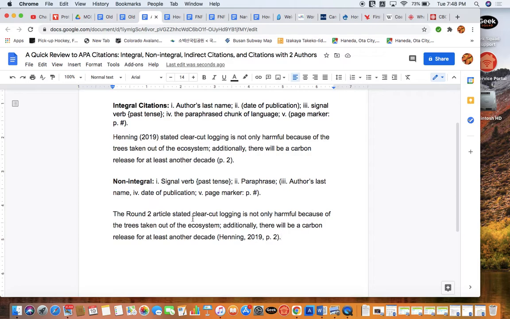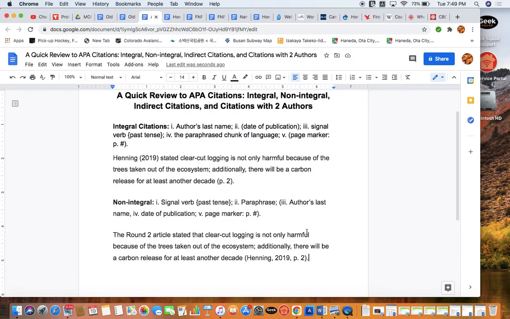So the round two article stated, and now here's where we need to put our little friend the that clause into play. The round two article stated that clear-cut logging is not only harmful because of the trees taken out of the ecosystem, additionally there will be a carbon release for at least another decade. So there you go, non-integral.